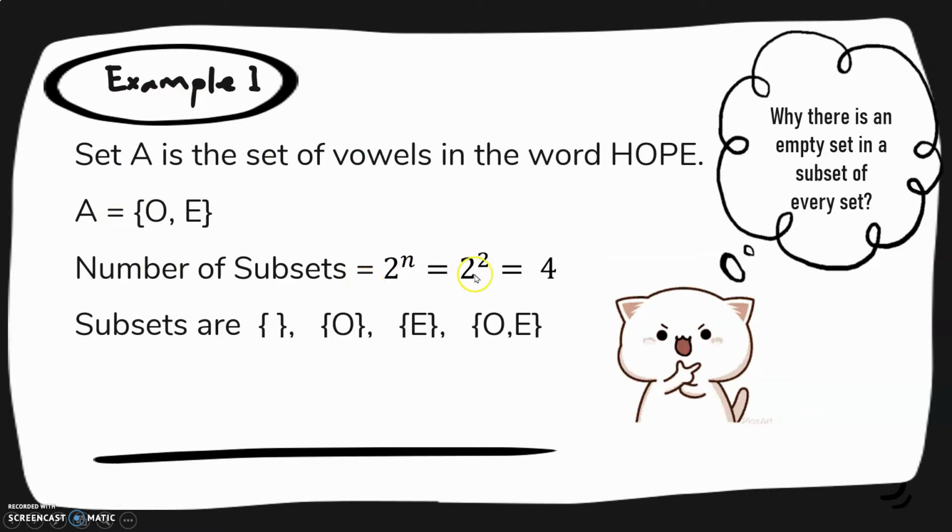Now, the number of subsets is determined by getting the number of distinct subsets of a set, which is 2 raised to the number of elements. How many elements? O and E, that will be 2. So that is 2 raised to the power of 2, which is 4. To identify all the subsets: the empty set, the curly braces, the O, the E, and the O and E. So that will be the subsets of set A. To count that, 1, 2, 3, and 4. So there are 4 subsets that can be found in set A. So, the question here is, why is there an empty set in a subset of every set? Let us watch the video.